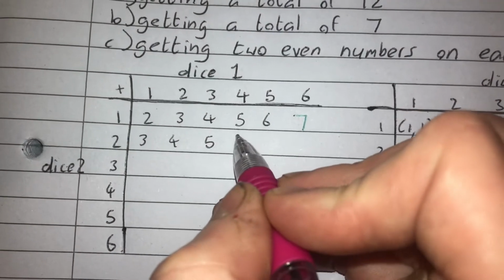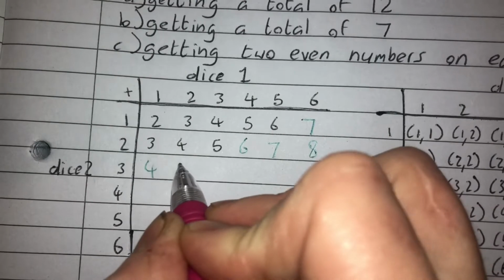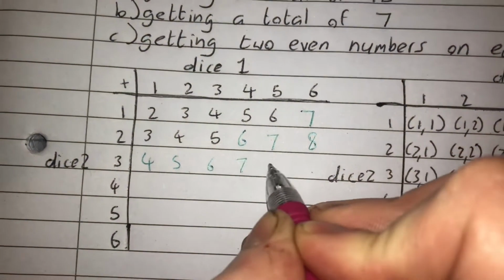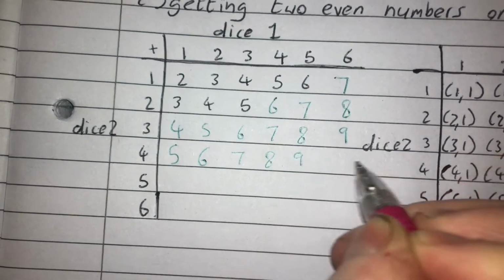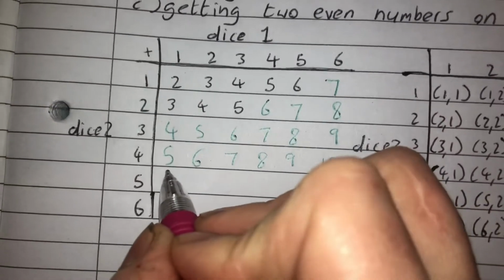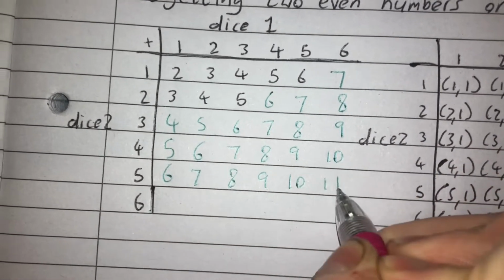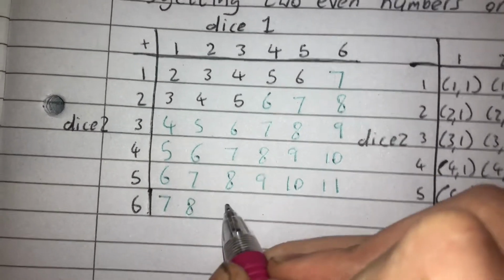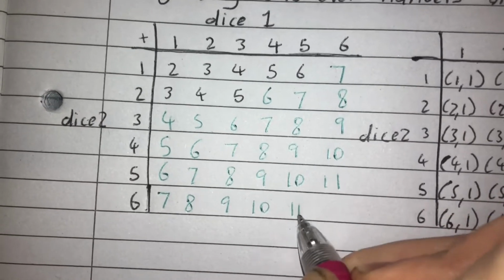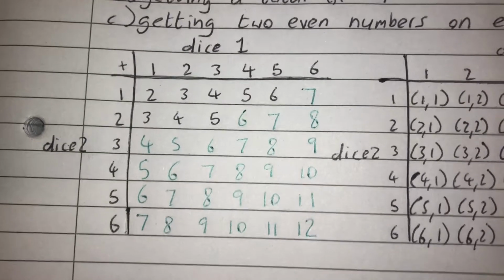2 and a 1 is 3, then 4, 5, 6, 7, 8. 3 and a 1, 4, 5, 6, 7, 8, 9. 4 and a 1, 5, 6, 7, 8, 9, 10. 5 and a 1, 6, 7, 8, 9, 10, 11. 6 and a 1, 7, 8, 9, 10, 11, and 12. 12 being the highest possible outcome we can get when we roll 2 dice.